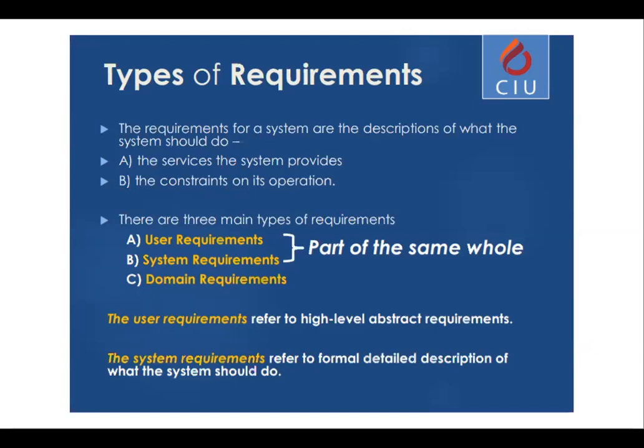So there are three main types of requirements: user requirements, system requirements, and domain requirements. And then each of these requirements can be divided into functional and non-functional. This is the part where I go away a little bit from the book discussion. In the book, you will see user and system requirements, and each of these will also be functional and non-functional. In addition to the book, I added a new category called domain requirements. The user requirements refer to high-level abstract requirements.